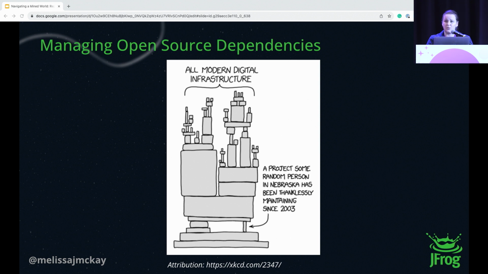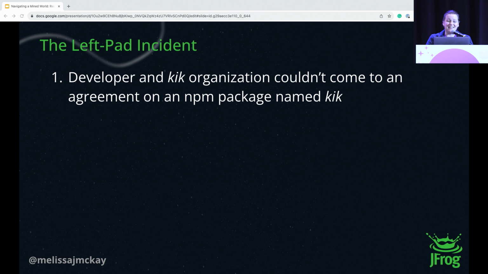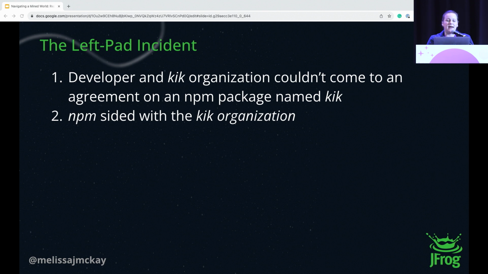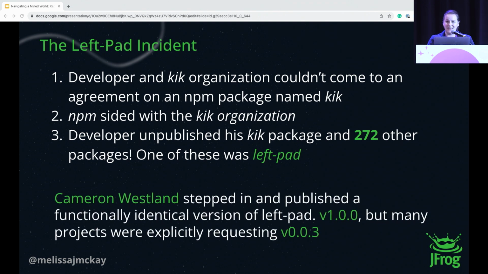Okay, here's another fun one. This has more to do with managing open source packages and libraries themselves, not really about a malicious package or a vulnerable package. But this illustrates a trap we fall into when we rely solely on public repos. The left-pad incident. Kik is a chat app, and a developer had a package named kik, and there was a disagreement between the developer and the Kik organization, so they brought it to NPM. NPM sided with the Kik organization that they should own the package named kik. The developer, I presume unhappy with this decision, decided to unpublish not only his kik package, but he also unpublished 272 other packages, and one of them was named left-pad.